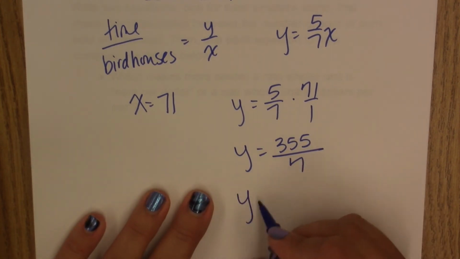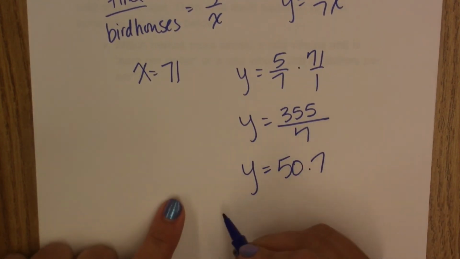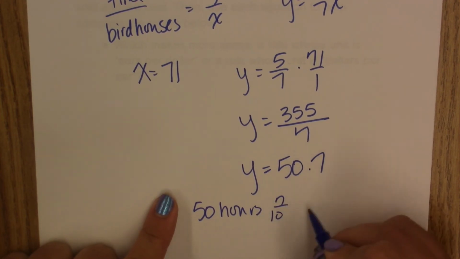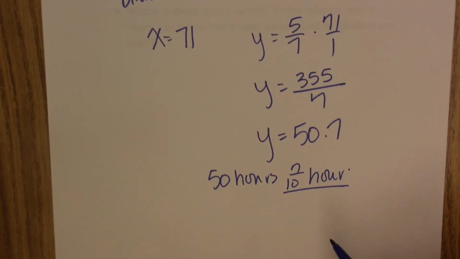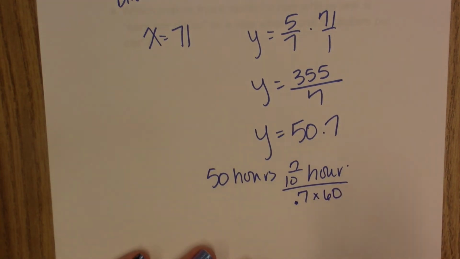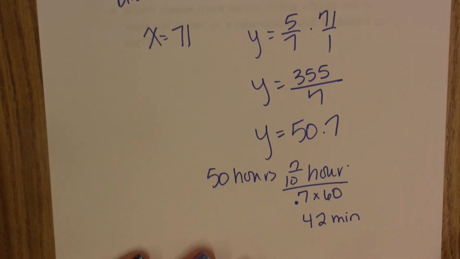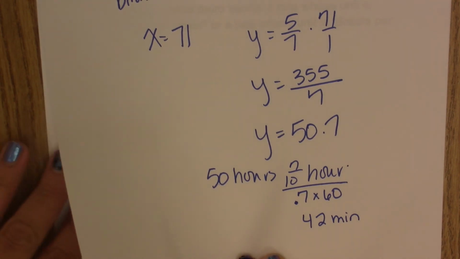If I divide this out, we get y equals 50.7. So it would take him 50 hours and 7/10 of an hour. So if I want to change this to minutes, I would need to take 7/10 times 60 minutes, which when we multiply this, that would give us 42 minutes. You could go ahead and say 50.7 hours, and that would be okay as well. So 50 hours and 42 minutes, or 50.7 hours.